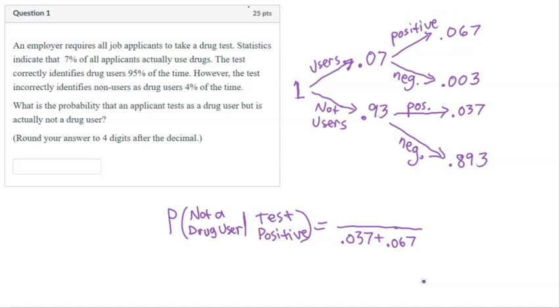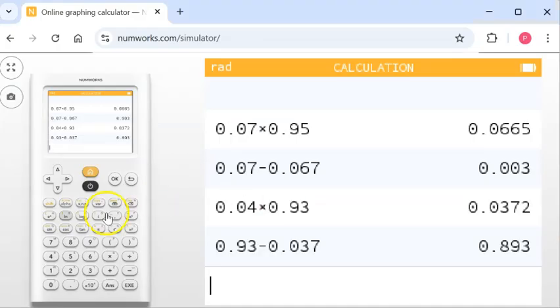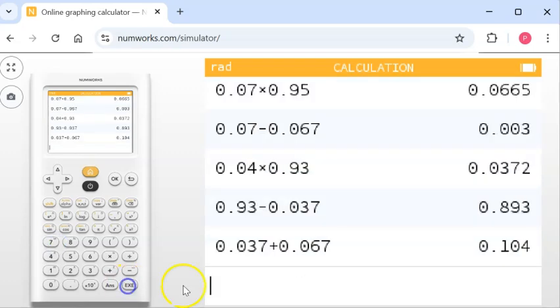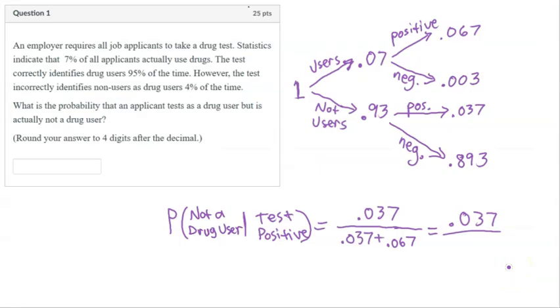But in the numerator, we want the people that tested positive, but they're not drug users. These people that tested positive, they are drug users. But these people that tested positive, they are not drug users. So we're going to put 0.037 in the numerator. So we're always going to put one of these two numbers in the numerator, but we're putting both numbers in the denominator. And so this is now going to be 0.037 divided by, we're going to add 0.037 plus 0.067, and that gives us 0.104.